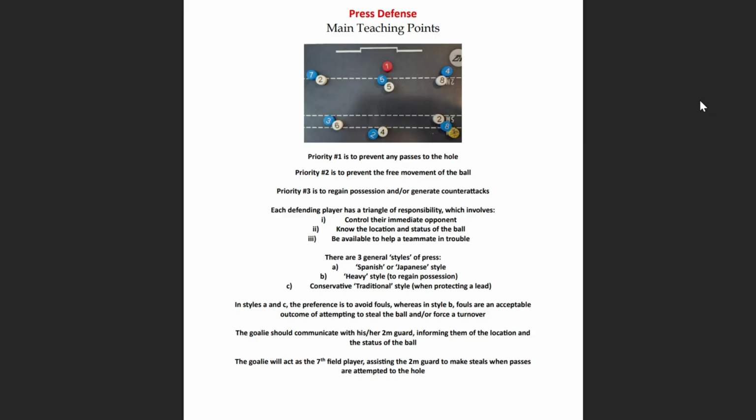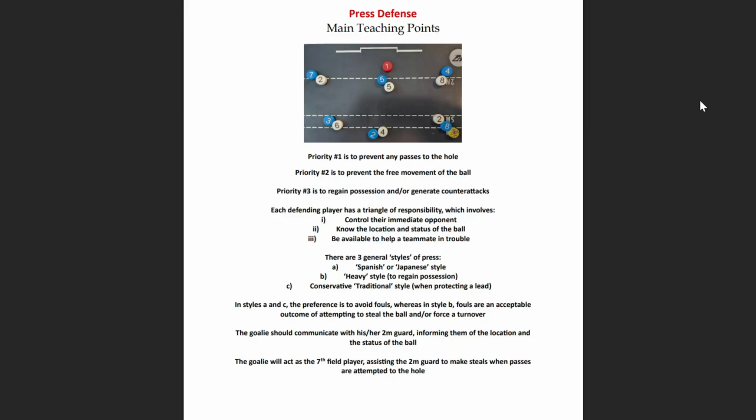So the difference between B and C, for example, would be B, we're trying to regain possession, whereas in C, we're oftentimes protecting a lead. We don't need to play that more risky style of either Spanish or heavy.